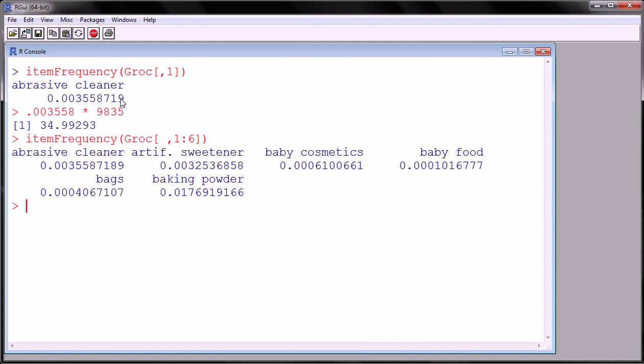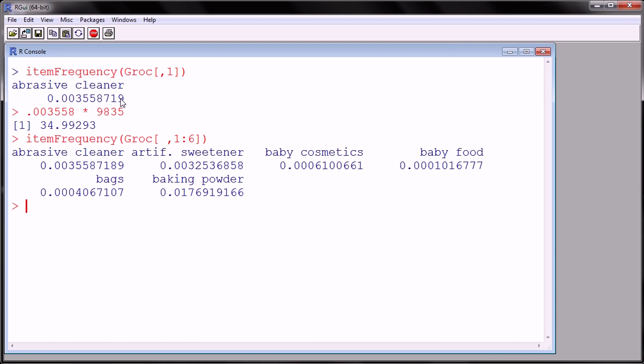So we see that abrasive cleaner, we just saw that. Artificial sweeteners also has a pretty low support. Baby cosmetics doesn't show up that often in transactions. Baby food, bags, baking powder, roughly 1.8 percent. So that's not so low. Okay, but there's definitely items that have a higher support.